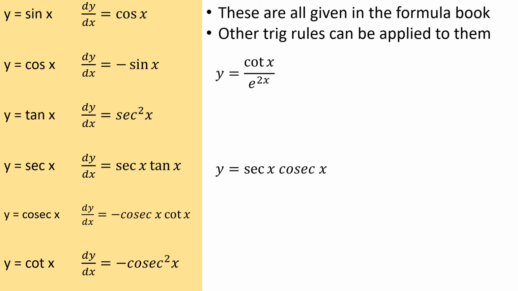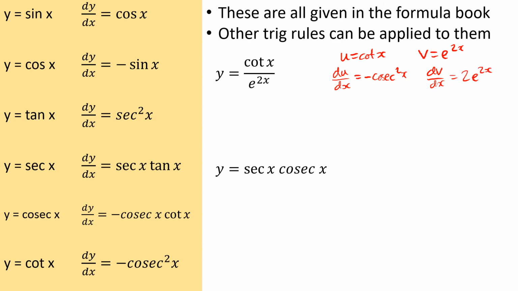So first one, we have got a quotient rule. So our u is equal to cot x. We know it's a quotient rule because it's a fraction. U is equal to cot x and v is equal to e to the 2x. So that seems straightforward enough. du/dx is equal to minus cosec squared x, and dv/dx is equal to 2e to the 2x.